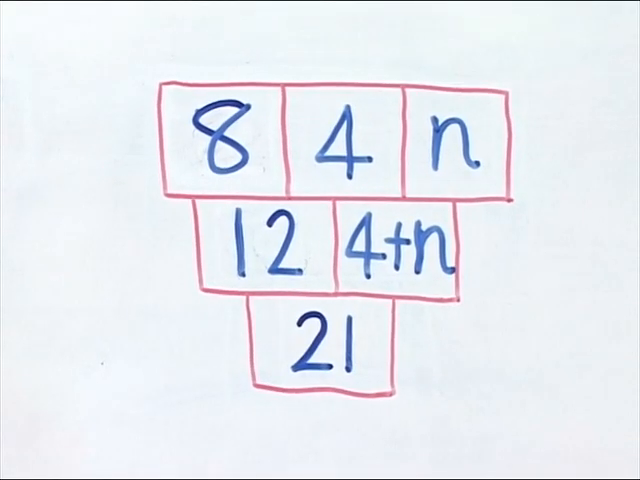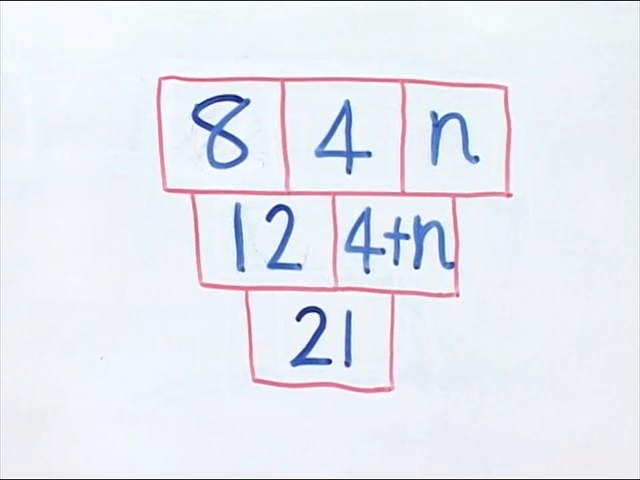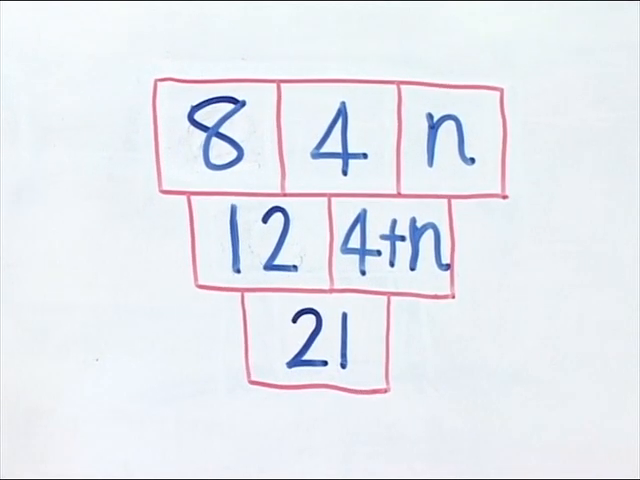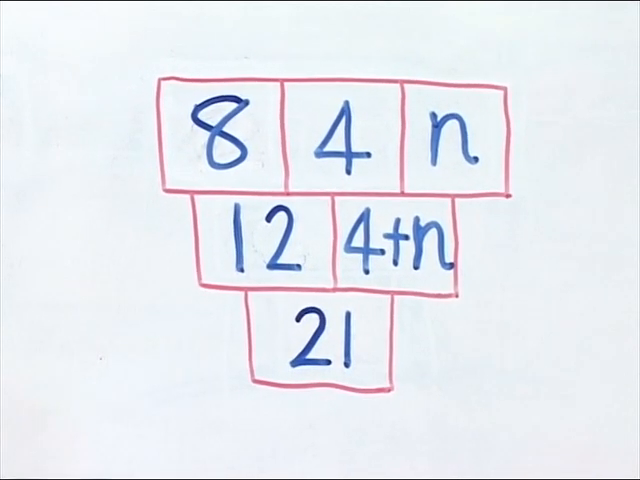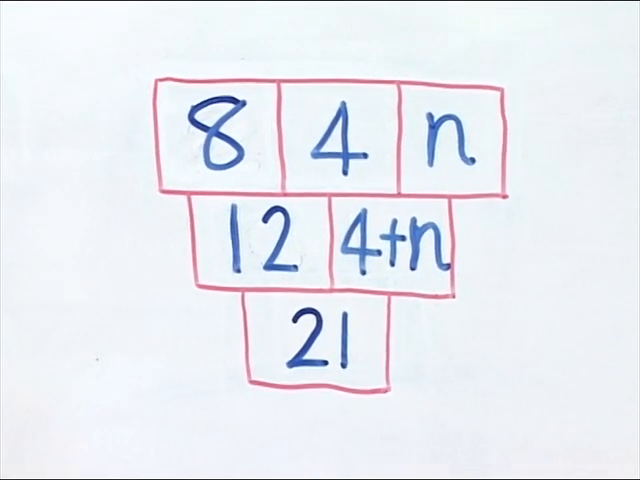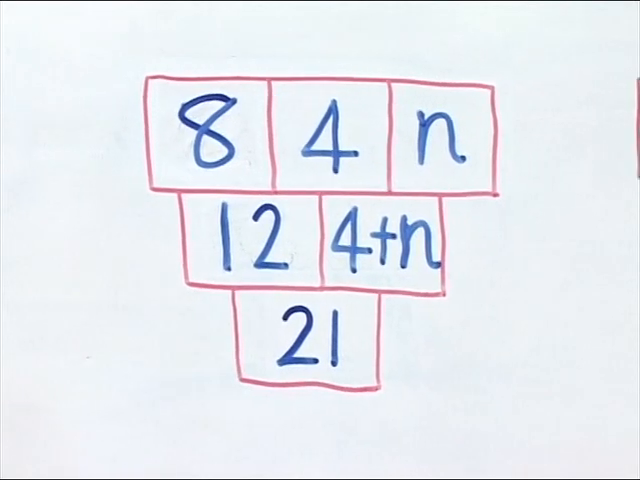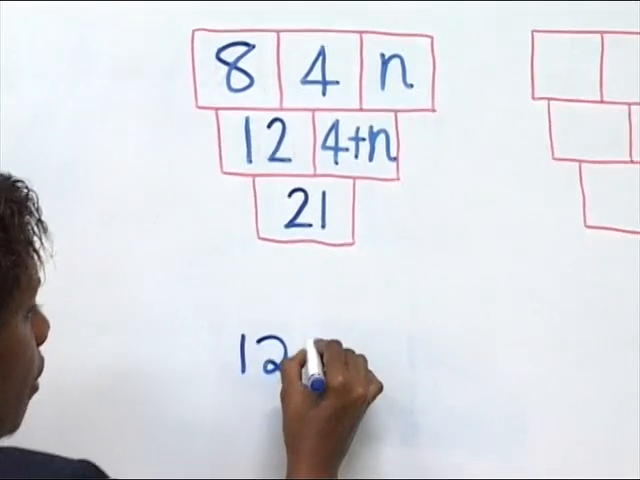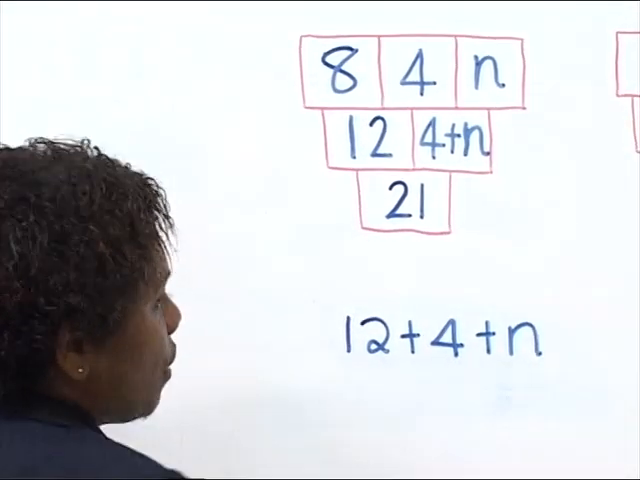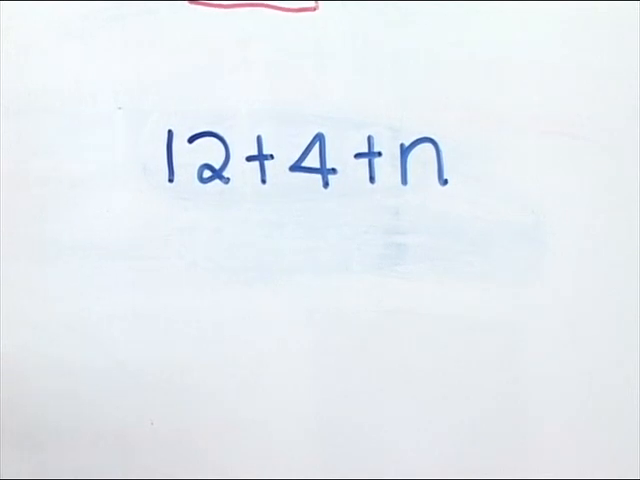Now we are going to solve algebraic expressions using tower totals. On the board, I have an example of a tower total. We are going to find the value of n. Firstly, we use the second tier, which is 12 plus 4 plus n, to form an expression: 12 plus 4 plus n.